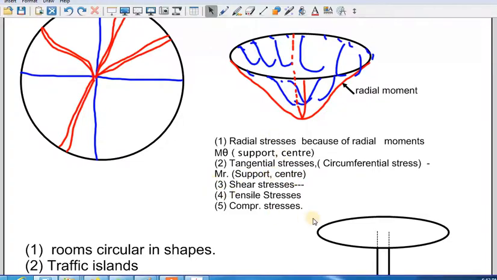Whenever a beam bends, you know that one portion will be in compression and another portion in tension. So you will have tensile stresses as well as compressive stresses. Of course, radial shear will also come because of the tangential stresses. These are the main forces and stresses involved in circular slabs. We'll be looking mainly at tangential moment and radial moment, and the shear also. Normally in slabs the thickness is small, so the shear will always be safe. Anyhow, we'll check that also.